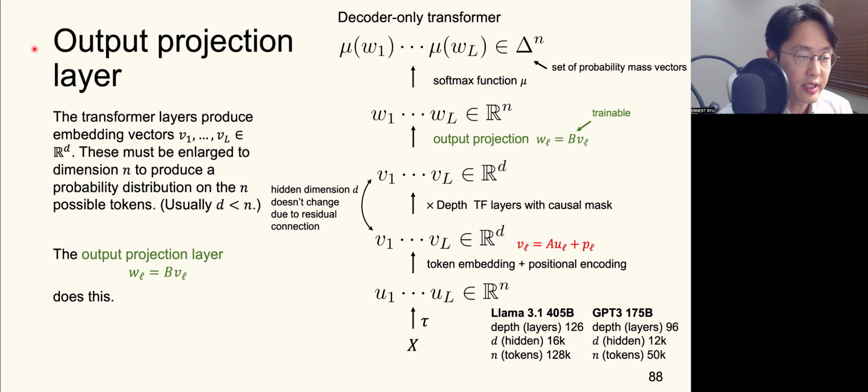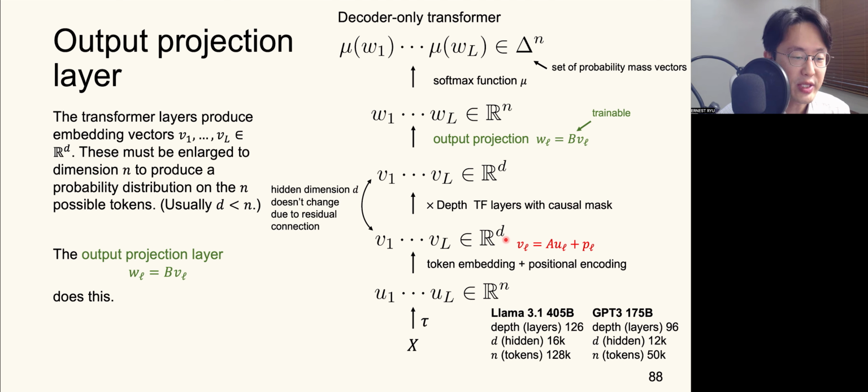The next component in a decoder-only transformer is the output projection layer. So here is a rough illustration of the decoder-only transformer. As input, we get a text X that is fed through the tokenizer, producing this U sequence. The U sequence has entries in 1 to n, because n is the number of possible tokens. Then this U sequence is fed through the token embedding, and it is transformed into a sequence of vectors of length d. This dimension d is basically the operating dimension throughout the transformer layers.